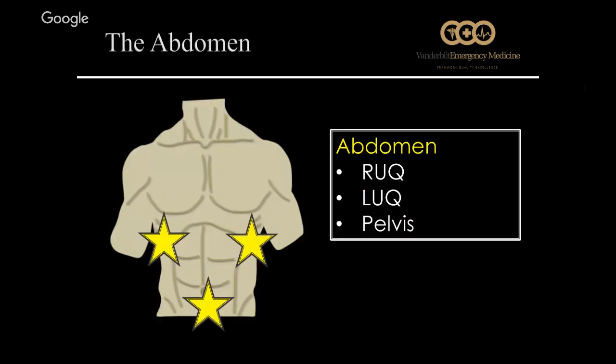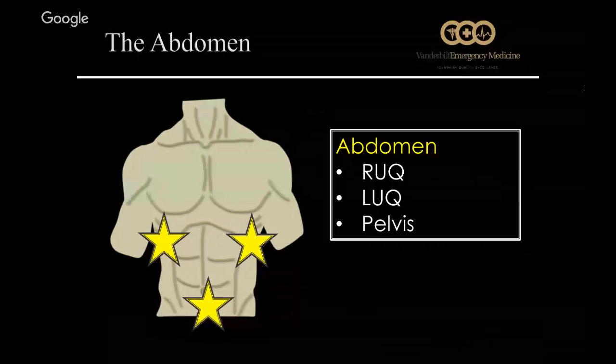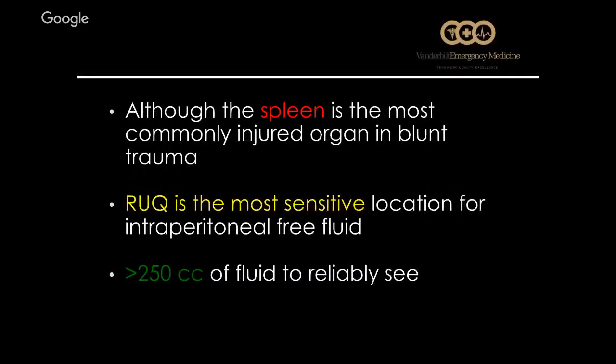So let's talk about the abdomen first. When there's an injury inside the peritoneal cavity, blood's going to collect in one of three places: the right upper quadrant, the left upper quadrant, or down in the pelvis. We'll start in the right upper quadrant. Next slide. So, when we're talking about blunt trauma, the spleen is the most commonly injured organ, but despite that, blood is most likely to move to the right upper quadrant, and that's where we're going to find it. Looking at several different studies, it seems like even early learners are able to find 250 milliliters of fluid reliably in the abdomen.